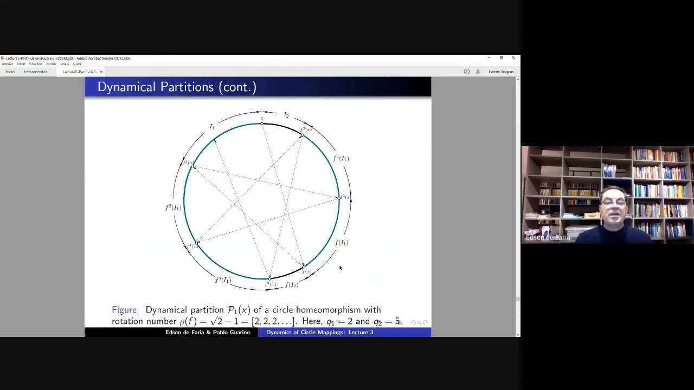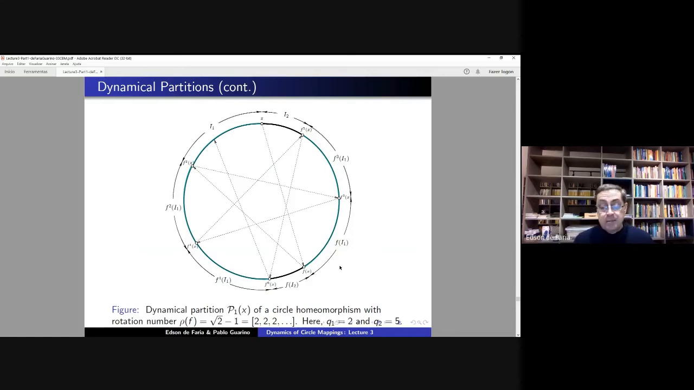So here's an example of a dynamical partition. Of course, this is schematic only, but I try to put in the sizes approximately what they should be, okay? So suppose you look at a map which has rotation number given by this irrational number, square root of 2 minus 1. When you expand this number in continued fractions, this becomes 1 over 2 plus 1 over 2 plus 1 over 2. So all the a_n's of the continued fraction expansion of this number are equal to 2.